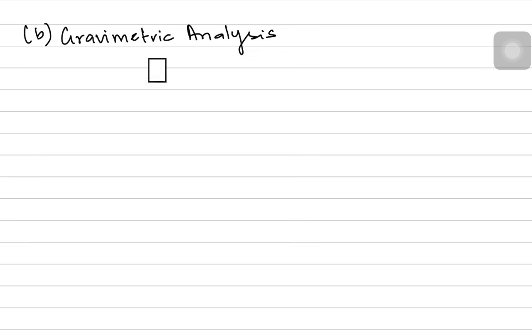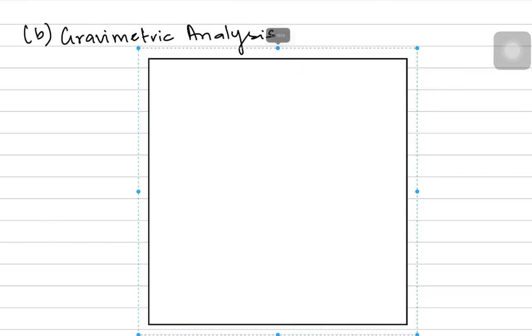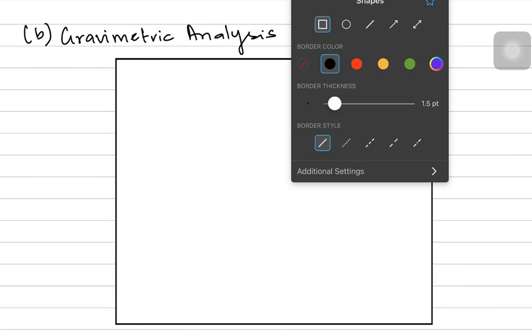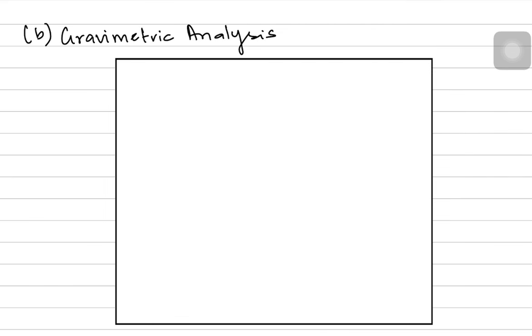Now let's move on to another kind of experiment where we have gravimetric analysis. When we talk about gravimetric analysis, we are dealing with the measurements of masses. For example, we might be dealing with decomposition of a solid, or the loss of water of crystallization, things like that.